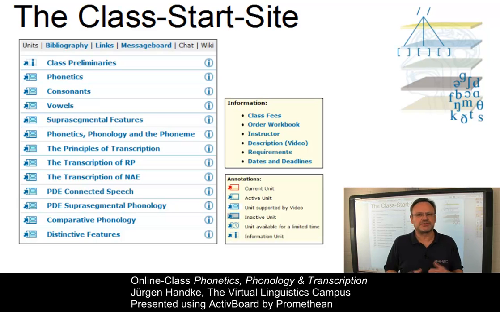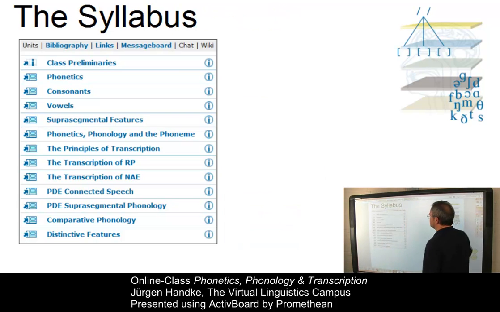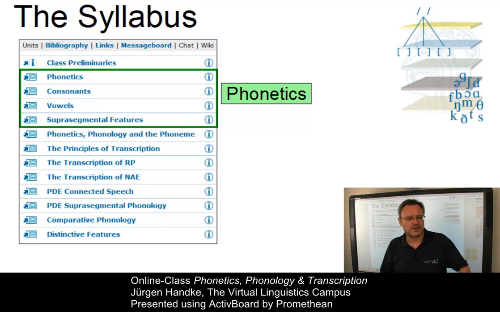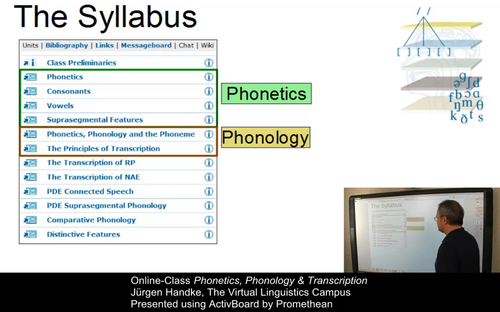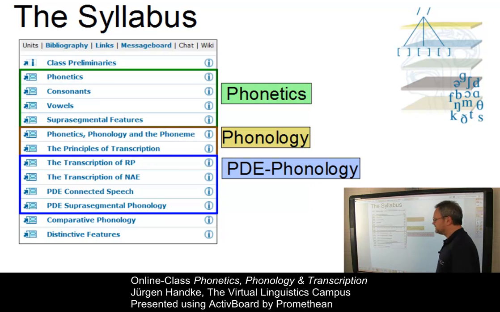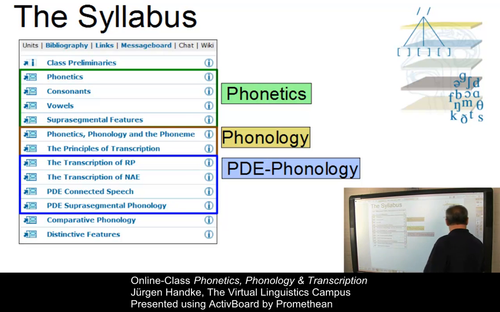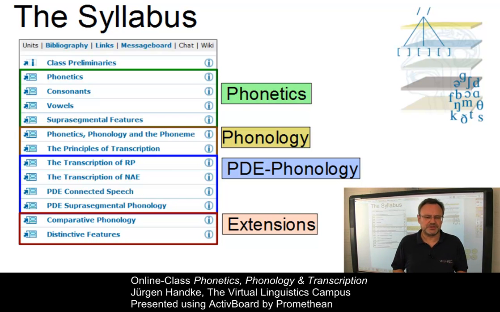Let us now look at the content of the class, traditionally referred to as class syllabus. The class is subdivided into 4 central parts. After an introduction to the main goals of phonetics, with a strong focus on articulatory phonetics, we will introduce 2 essential aspects of phonology: the phoneme and the variants and principles of phonetic transcription. In the third part, these concepts will be applied to present-day English. We will look at the sound systems of the Central British English accent Received Pronunciation and of North American English, and discuss aspects of connected speech and suprasegmental phonology before finally we will deal with 2 more general topics: comparative phonology and a theory of distinctive features.